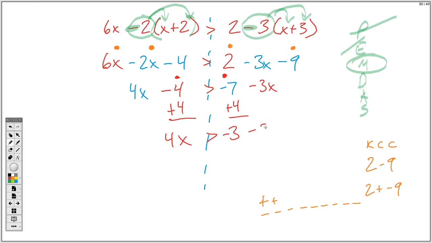And last one, divide. All right, good job. X greater than, let me fix that. X greater than negative 3 over 7. Good. And just leave it as a fraction. We don't do decimals unless we're dealing with percentages.